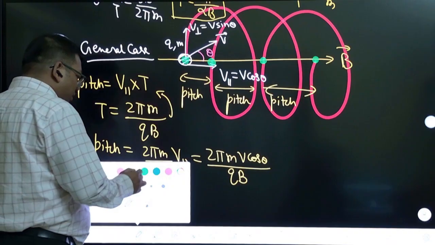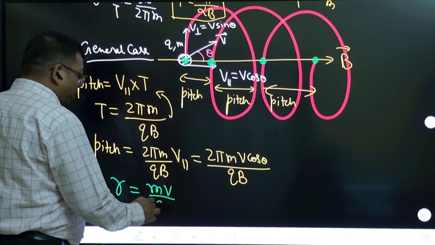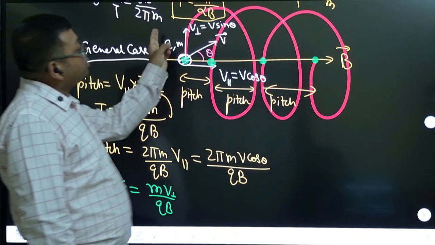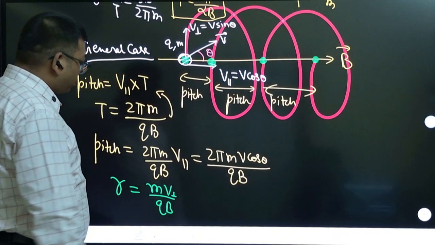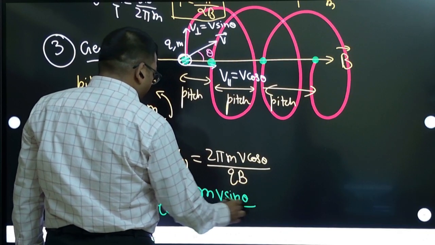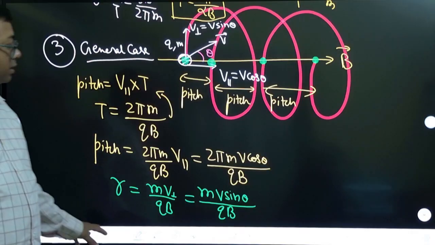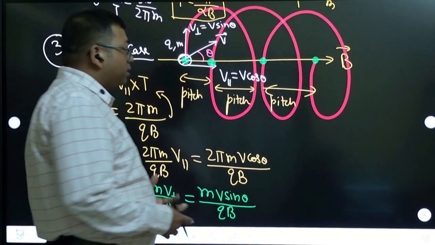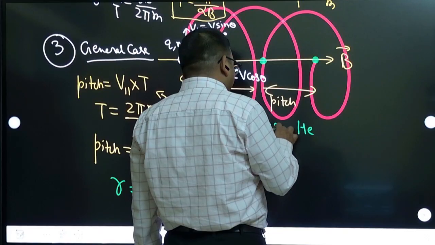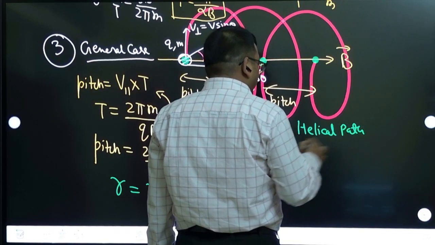And here what is the radius of this circle? Radius formula will be the same. Radius is mv by qB, but remember this v will become v perpendicular, because the component perpendicular to the magnetic field is v sin theta. So we can write mv sin theta divided by qB. In terms of alpha also we can write it. So that's the radius. So what type of path is it? It is called a helical path, uniform helix. Okay, this is called uniform helix, or uniform helical path.